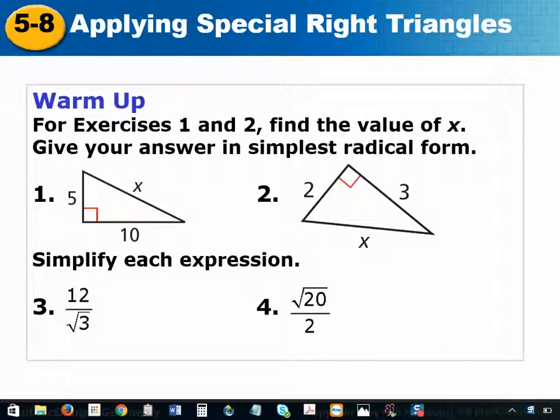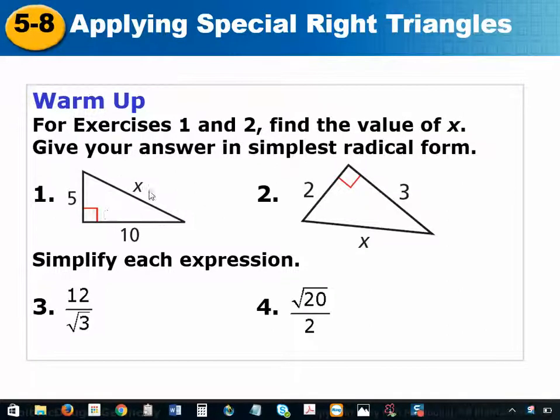Hello, this is Ms. DB, and we're going to do a special section on applying special right triangles. The warm-up is a review that we should do. The first one says to find the missing value of x.